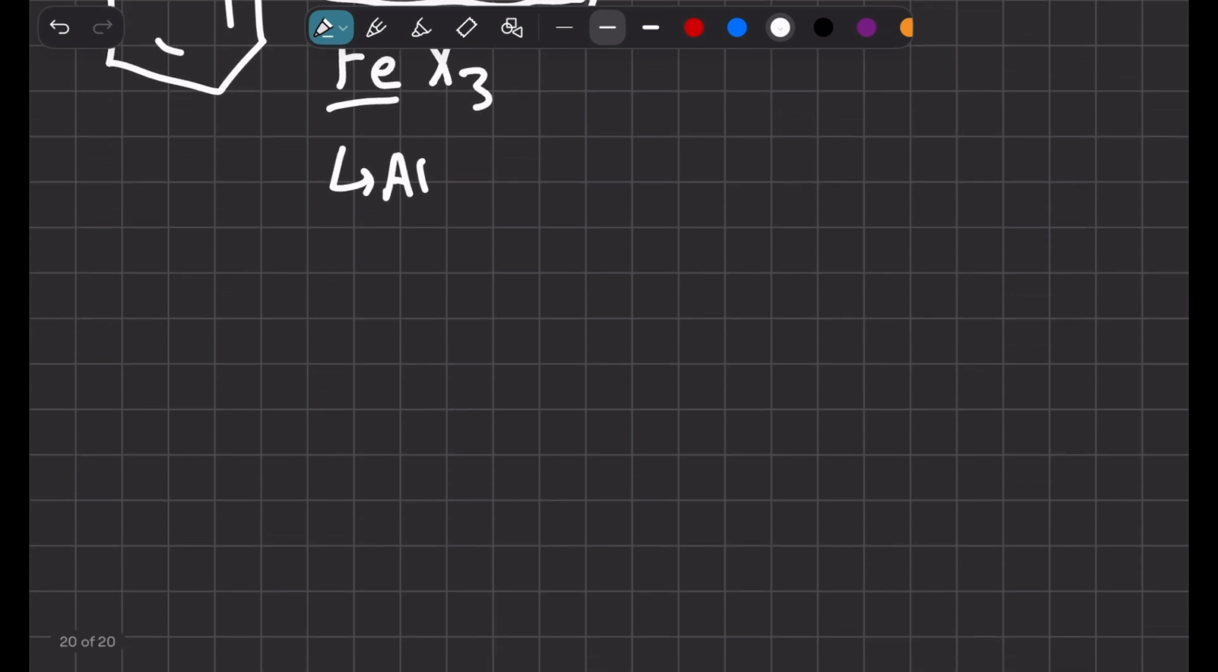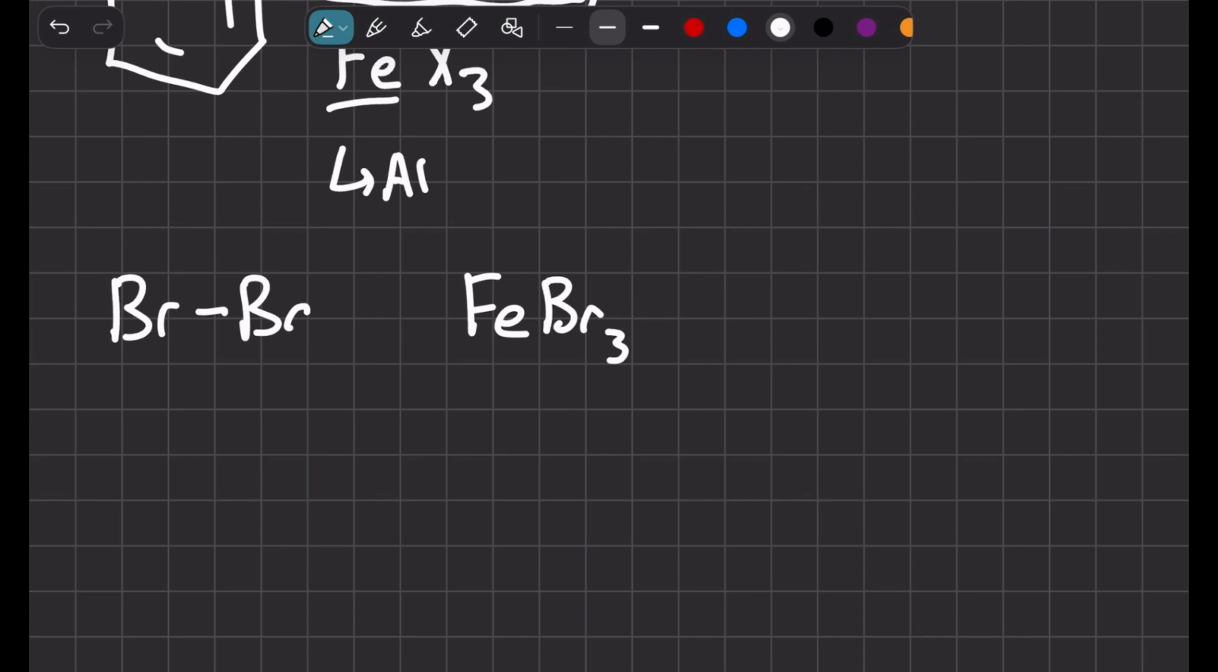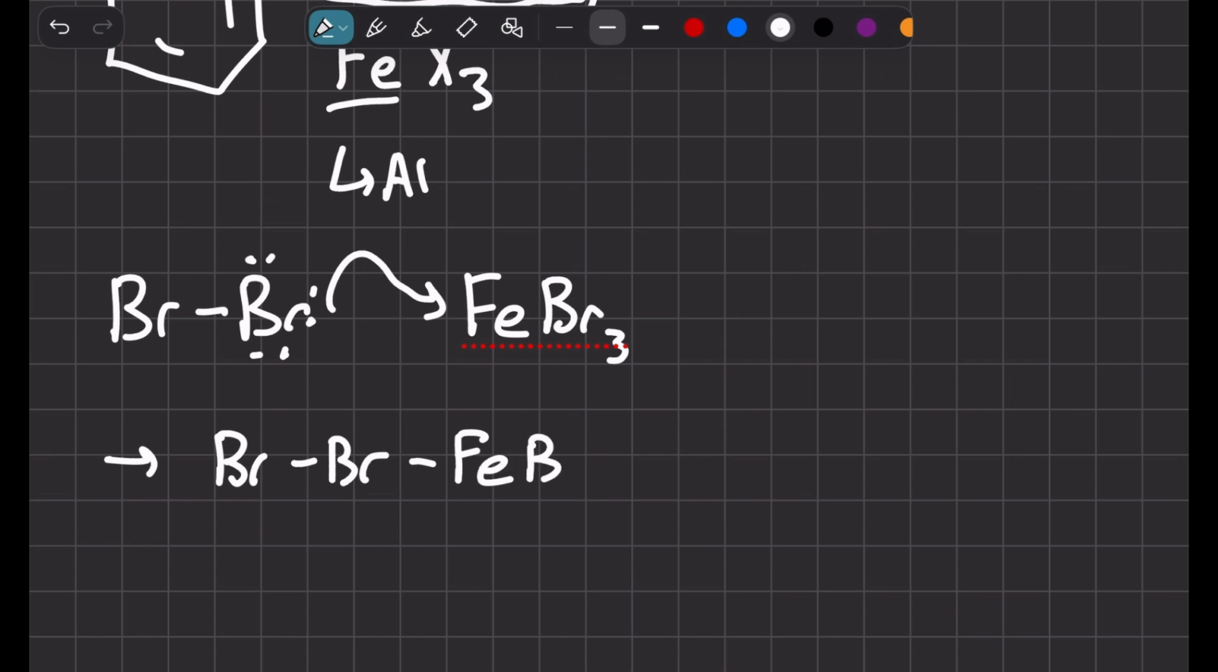For the mechanism, I'm going to use bromine in our example. We're going to have a bromine molecule right here, and our metal catalyst. I'll be using Fe, and since we're using Br, we have to use FeBr3. We know that the bromine has lone pairs, so it's going to attack the empty p orbital of the iron. We're going to form this complex where we have our Br attached to the catalyst.